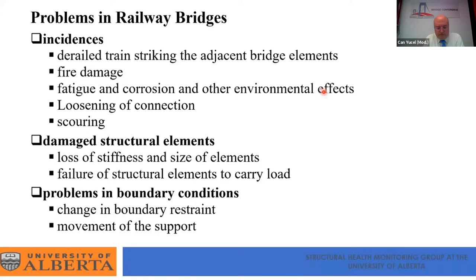Another type of problem that is very important and very critical to address is the problem in boundary condition, which involves change in the boundary restraint or behavior of the support. For example, a support is intended to be roller, but it behaves as a pinned support, and also displacement or movement of support, which is probably due to scouring.